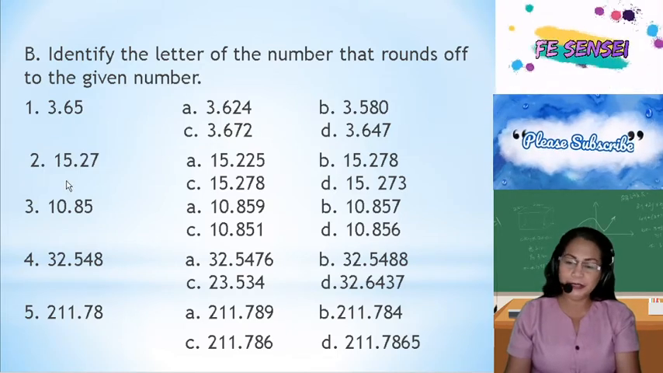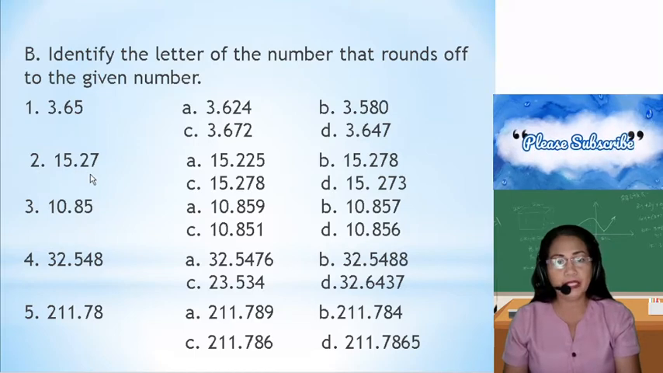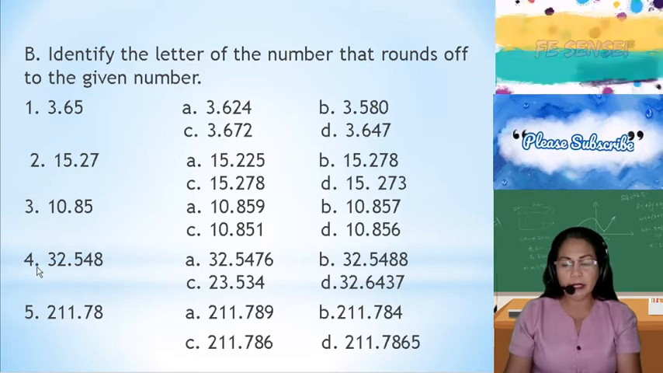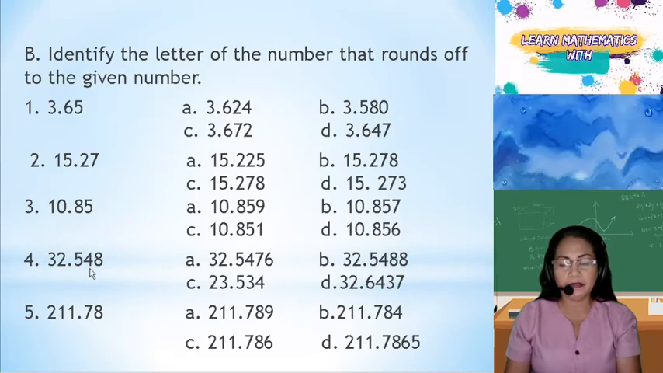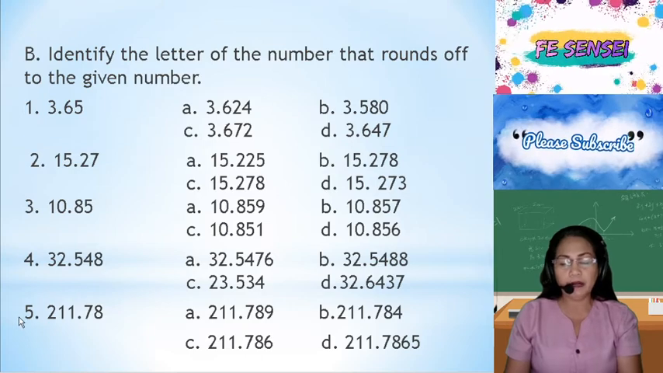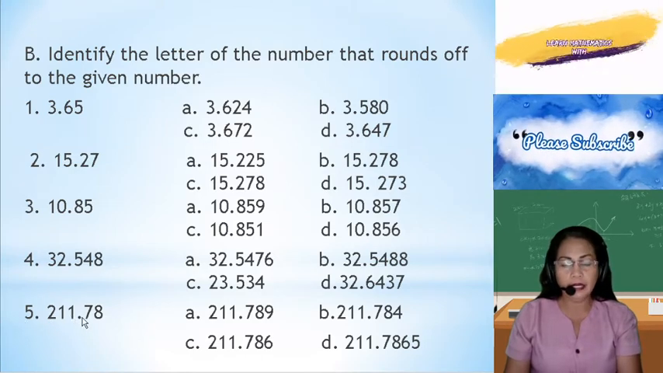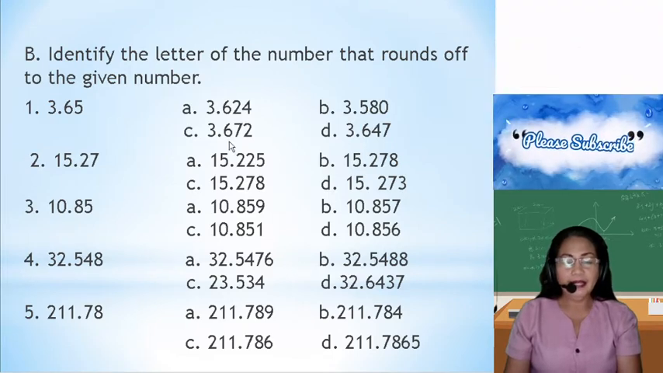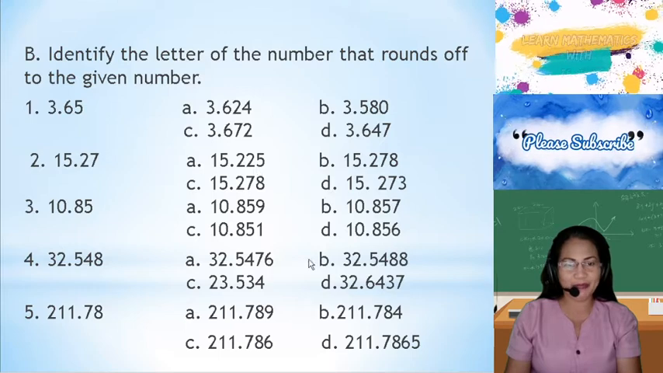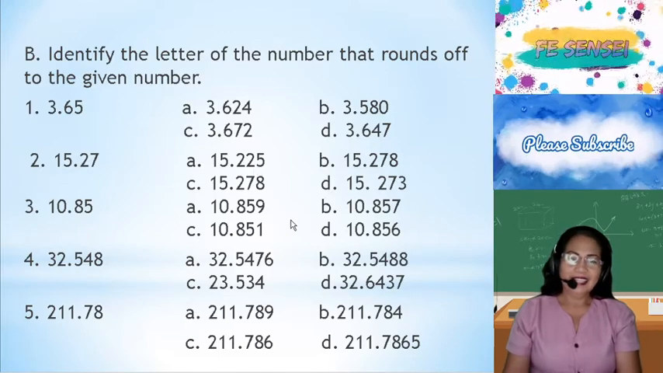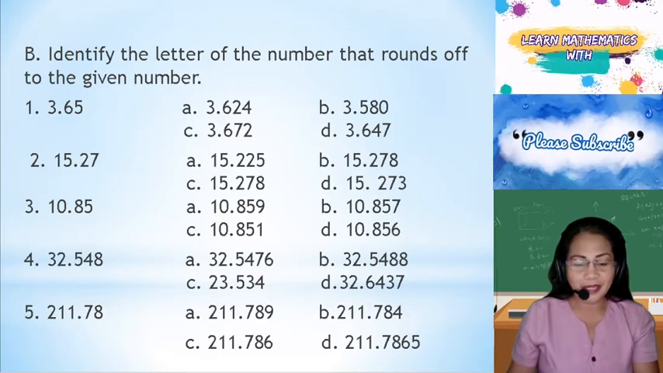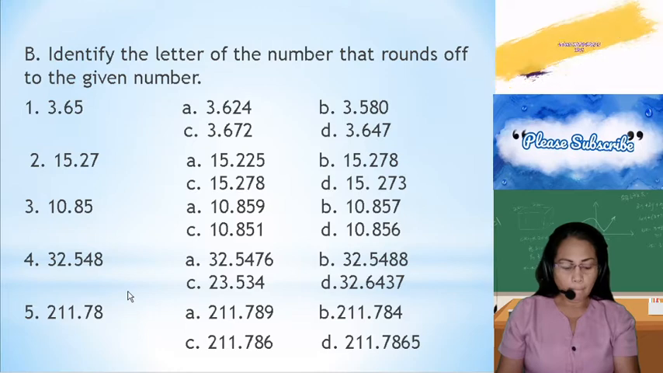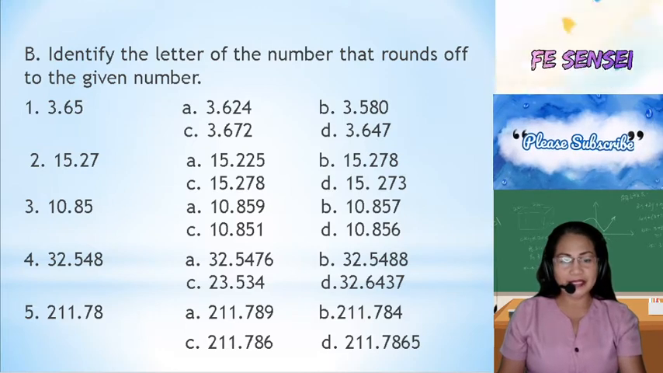hundredths? For number 2, 15 and 27 hundredths. For number 3, 10 and 85 hundredths. For number 4, 32 and 548 thousandths. For number 5, 211 and 78 hundredths. Just write the letter of the correct answer. Okay. Done? Let's check your answers.